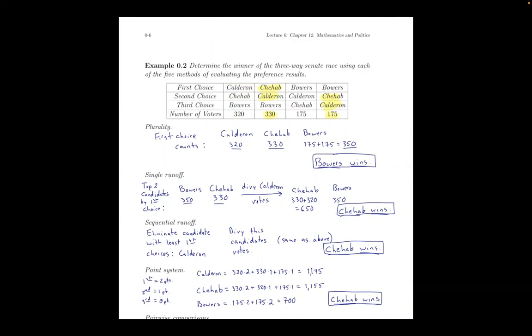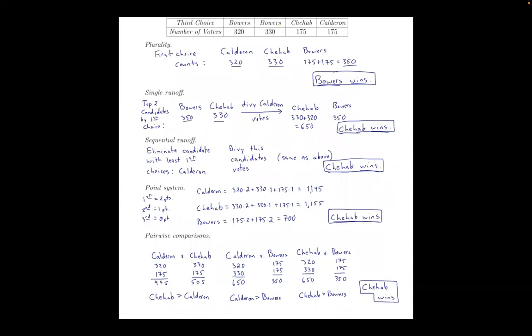And in this case, we'll add 330 and 175 together, and we'll get 505. So in this race, it looks like Shahab's 505 beats Calderon's 495. So in a 1-to-1 pairwise race, Shahab beats Calderon. Next up, Calderon versus Bowers. We have to do this for every possible pair.